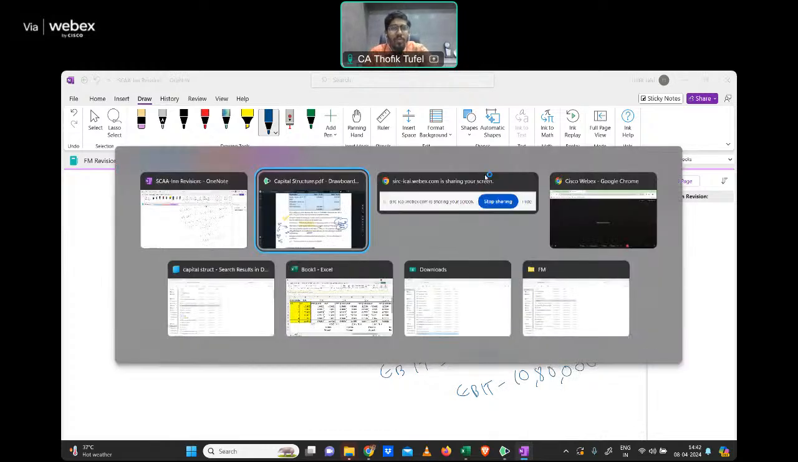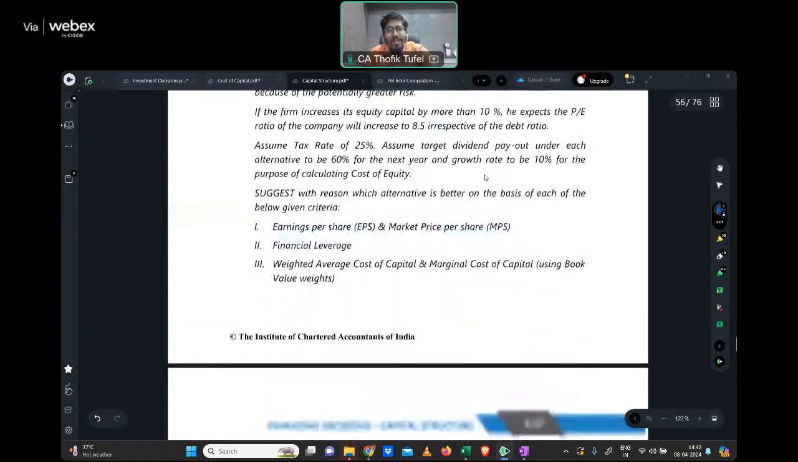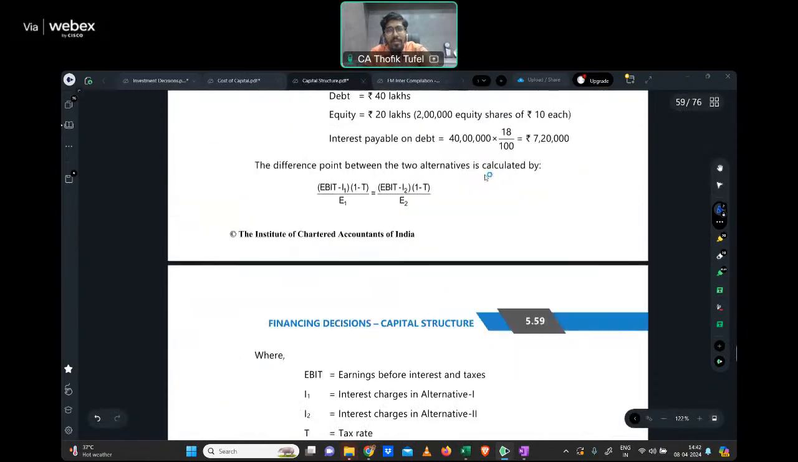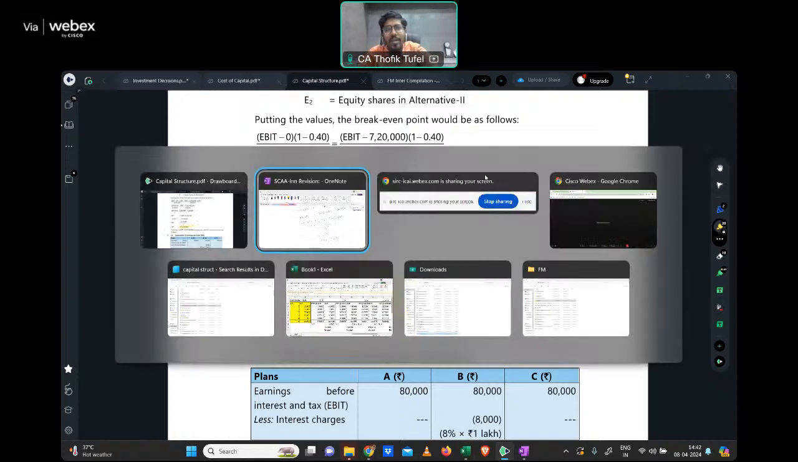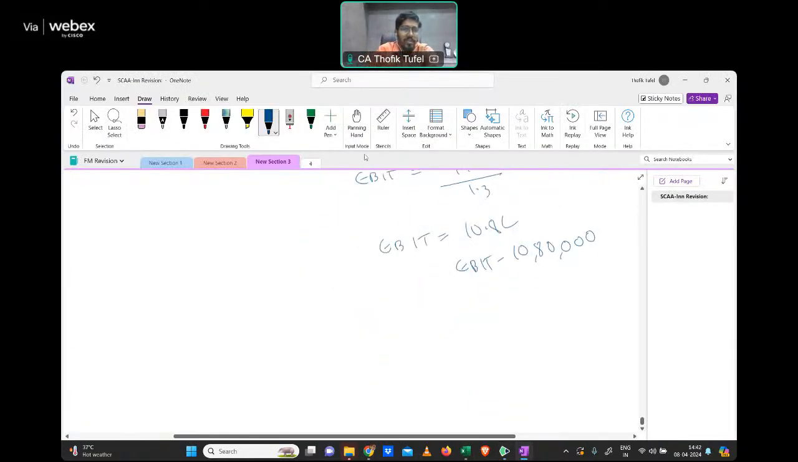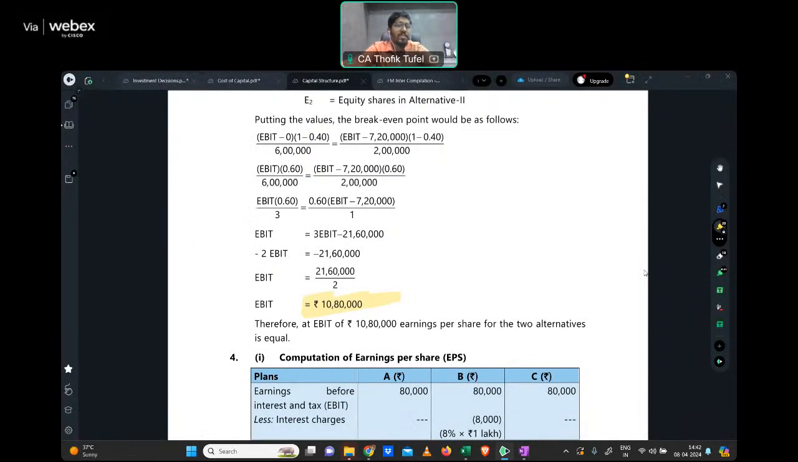Rupees. Okay, this is how you have to solve the problem. If you just see the answer for the third one, you will get 10,80,000 rupees. I'm just doing one problem so that you get some clarity. So this is what is indifference point. You do one or two problems as homework, so you will get to know these things.